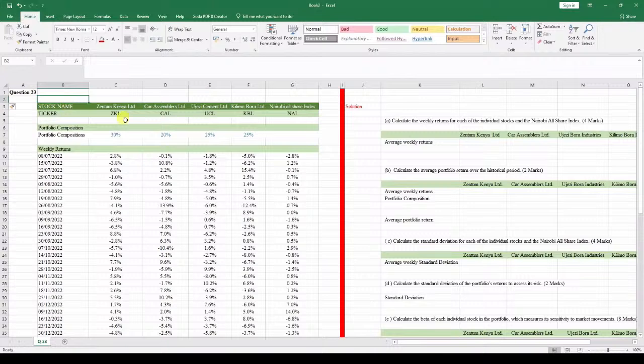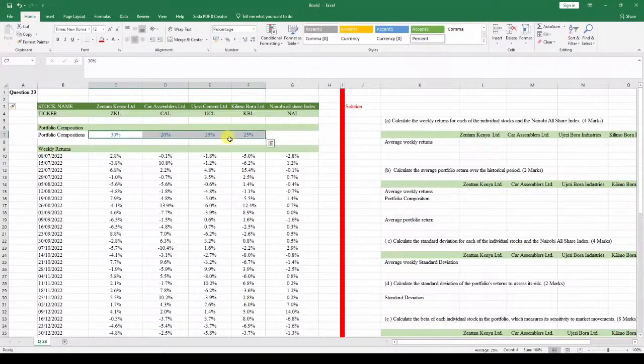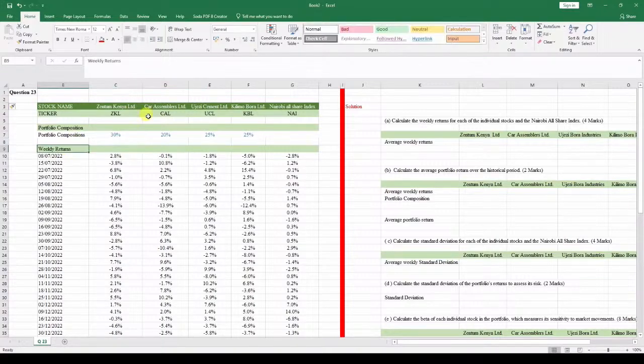The focus is on question 23, and you are presented with the following information right on the left of your screen here. You've been given the stock name, Zimele Kenya Limited, Kilimo Bora, Nairobi All Share Index, and you've been given the ticker symbol right over here. You've also been provided with the portfolio compositions, and all of these total to 100%. How you can quickly check is by scrolling down over here, and you can see that the sum is 100% right here. You are presented with the weekly returns for all of those 4 companies, including the Nairobi All Share Index.